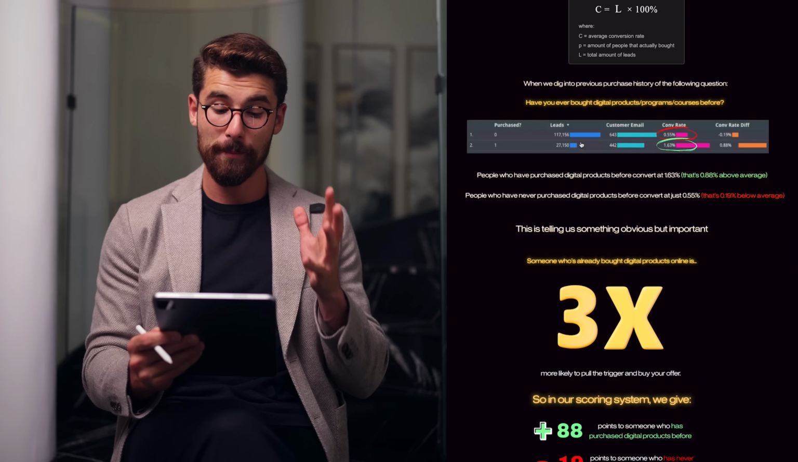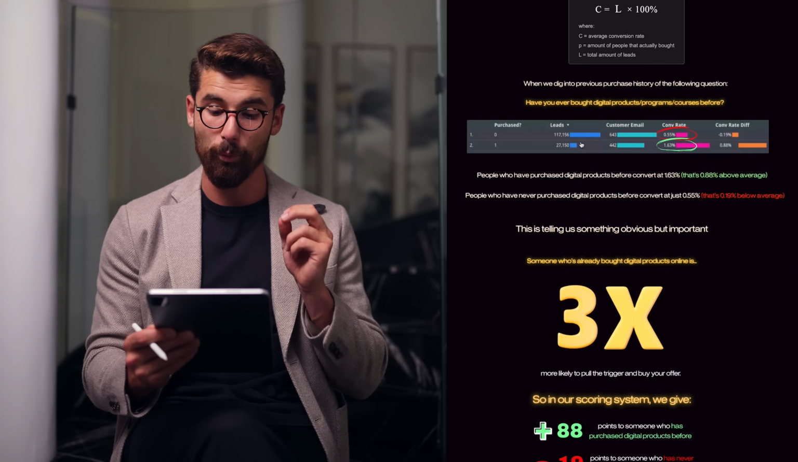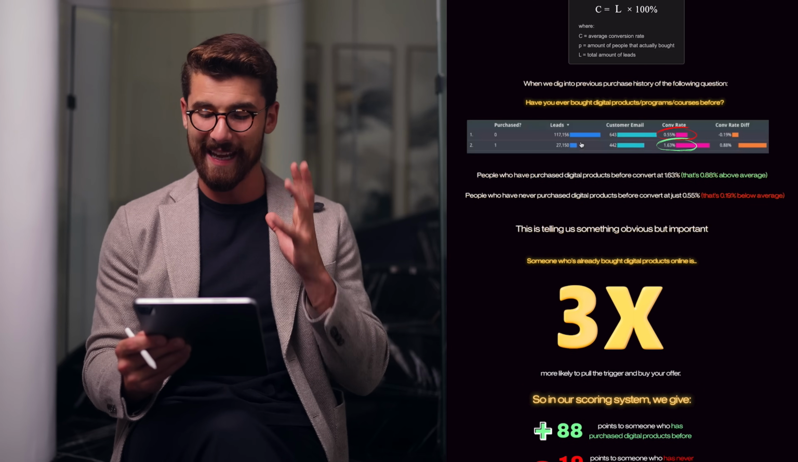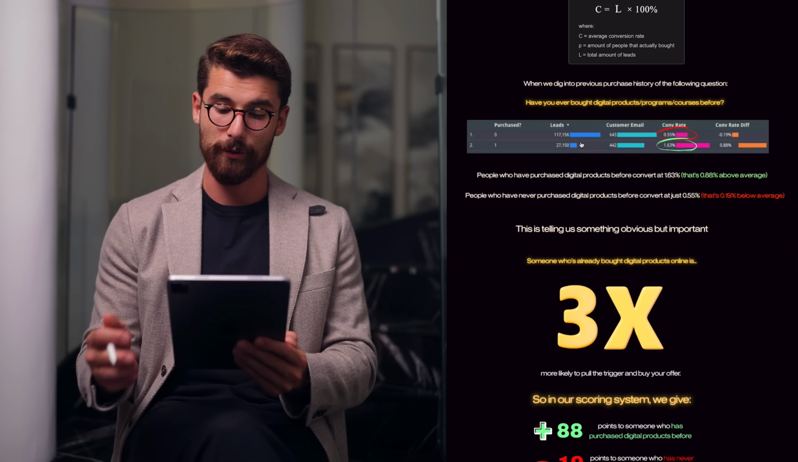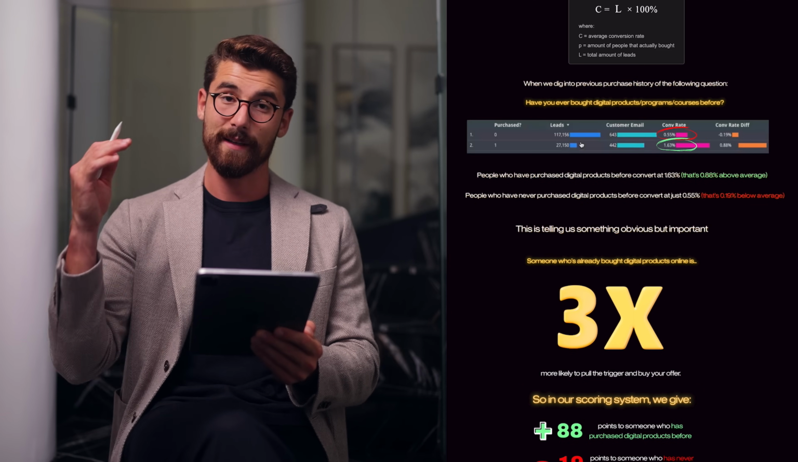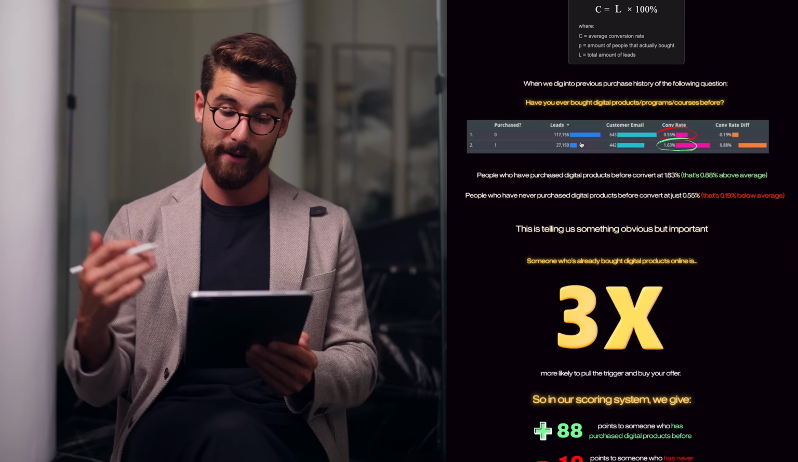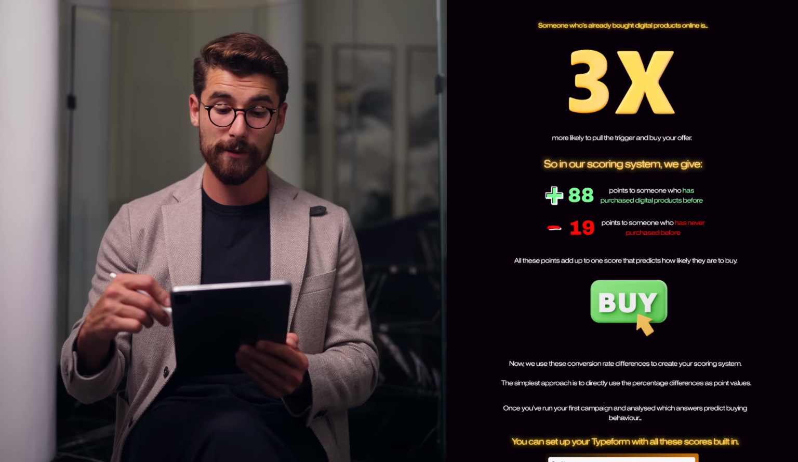Now, when we dig into previous purchase history for the following question, have you ever bought digital products, programs, courses before? We can see the people who have purchased digital products convert at 1.63%, and that is 88% above average. Whereas people who have never purchased digital products before convert at just 0.55%, and that's 0.19% below average. This is telling us something obvious but important.